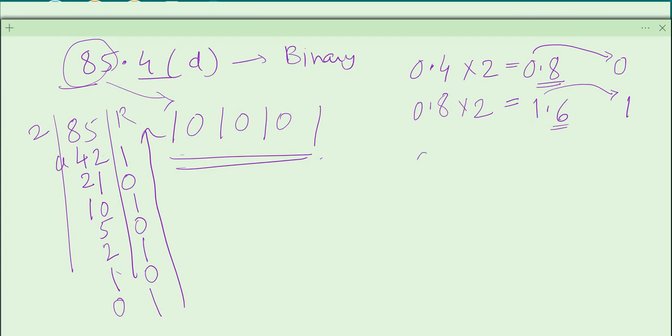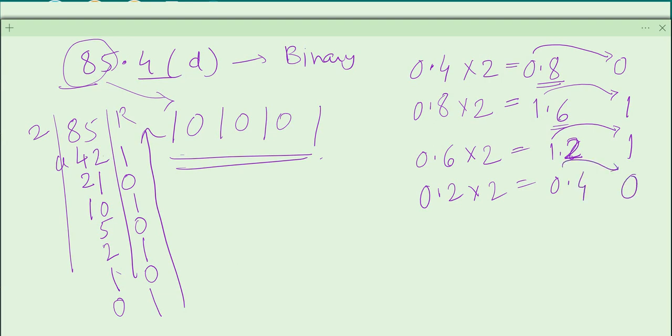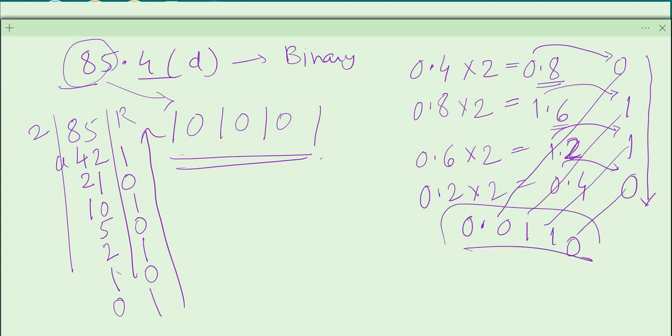Take this 0.6 for the next multiplication. 0.6 into 2 is 1.2, so this 1 will be separated. 0.2 for the next multiplication. 0.2 into 2 is 0.4, so 0 is here. Let us decide that there will be 4 bits after the decimal point. Then the sequence will be this: after the decimal point, first 0, then 1, then 1, and then 0. So this becomes the fractional part, which is equivalent to 0.4.